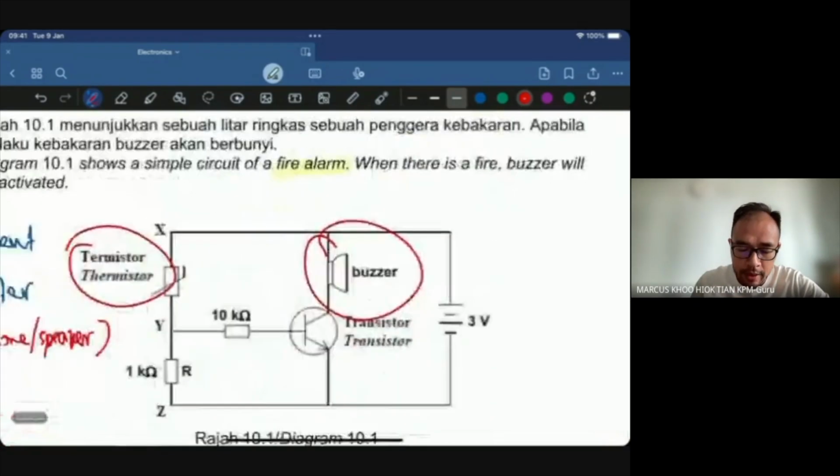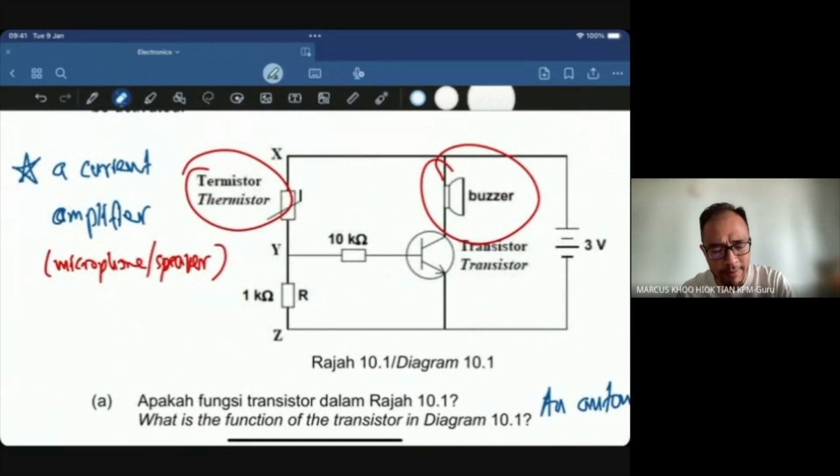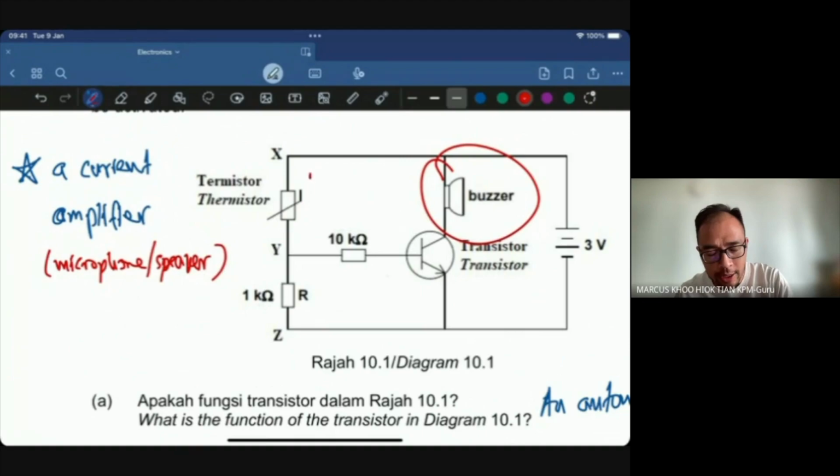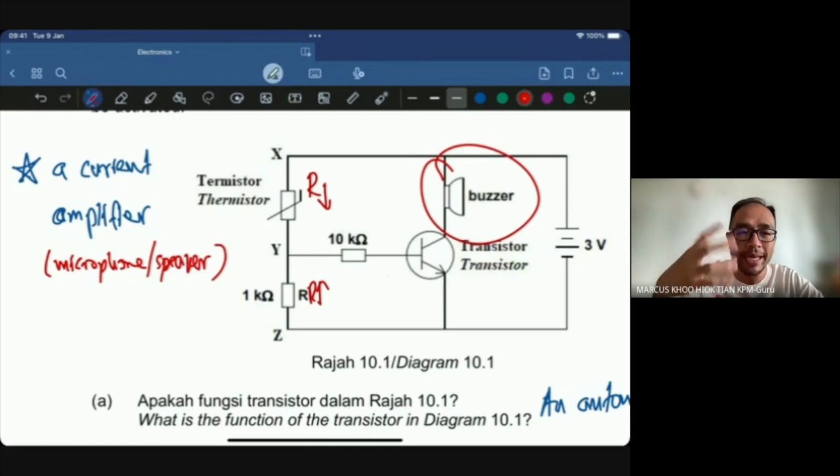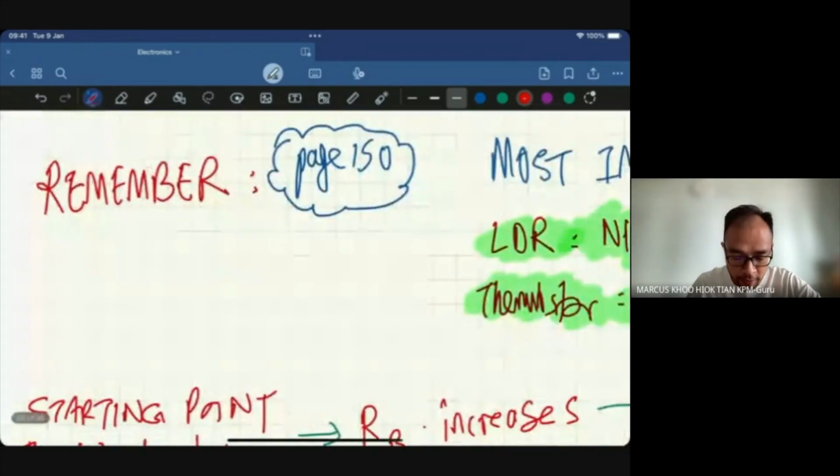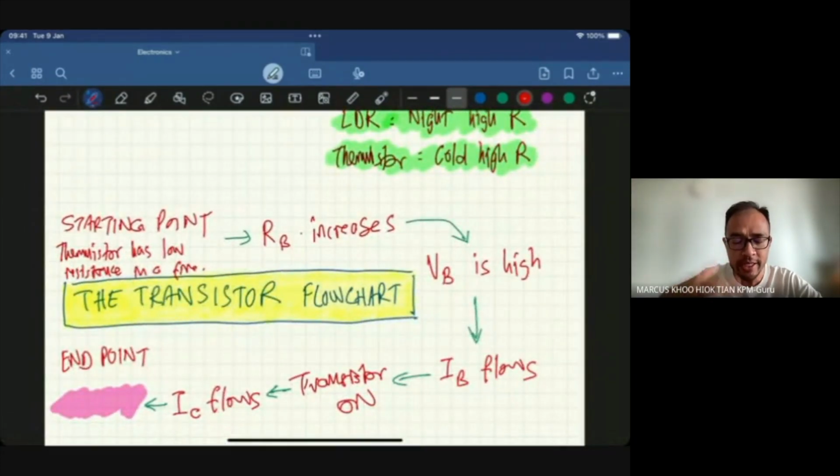And as we have said many times previously, when this is low resistance, this is high resistance. The base resistance is big, bigger compared to the thermistor resistance. And follow the flow. When the base resistance is big, the base voltage is high. When the base voltage is high, base current flows. When the base current flows, the transistor switches on. When the transistor switches on, collector current flows. Collector current flows. What is our endpoint?